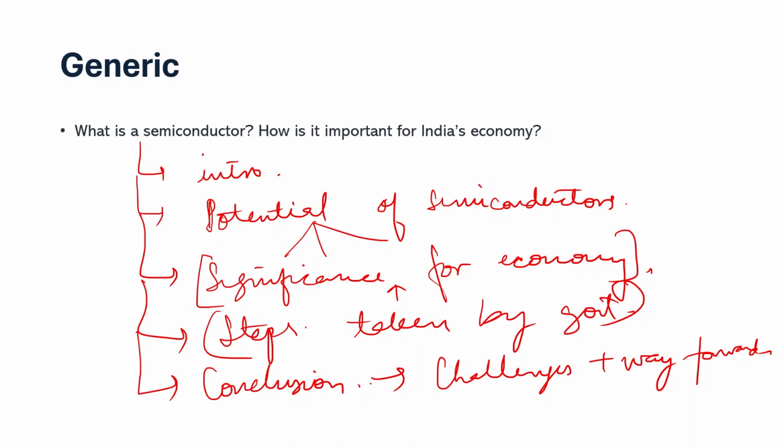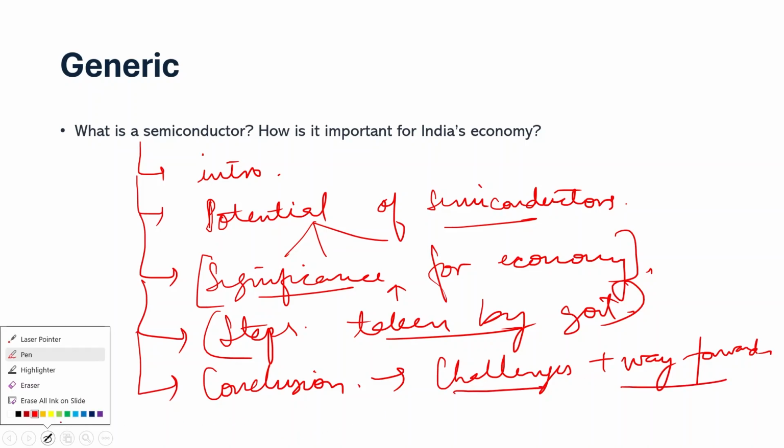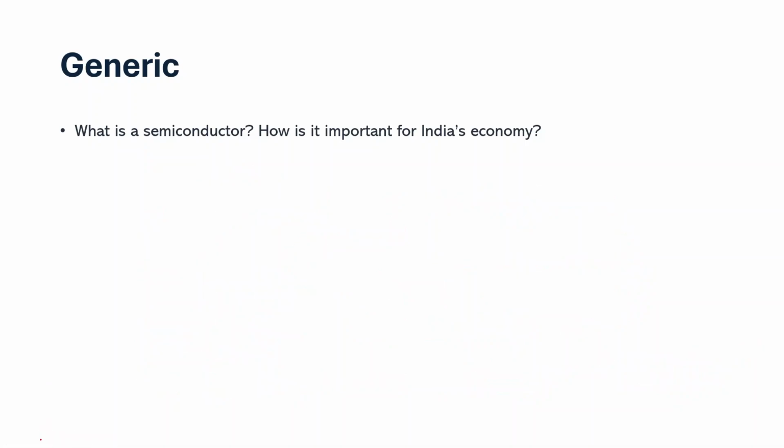So there are various ways of approaching such questions. You can see when you come across these questions, there is no one way of approaching them, right? But your answer should be complete, right? It should be clear that you are writing about potential of semiconductors, you are writing about their significance for India's economy, various government initiatives should be there, some aspect of challenges also, and some aspect of way forward also should be there in your answer, right? Depending on whether it's a 10 marker or a 15 marker. Okay.